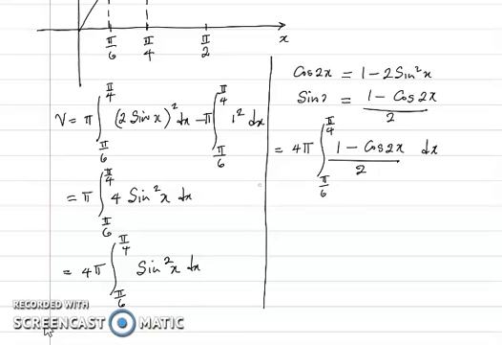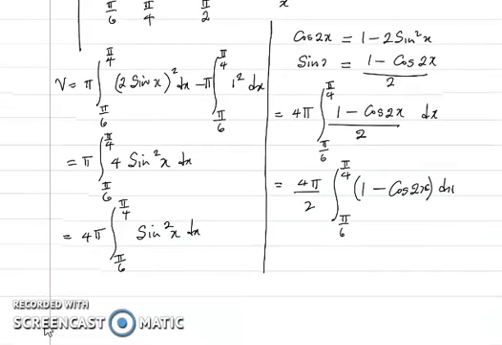We can pull the 2 out, so we get 4 pi over 2, the integral from pi by 6 to pi by 4 of 1 minus cos 2x dx. All right, and I guess now we could turn the page.